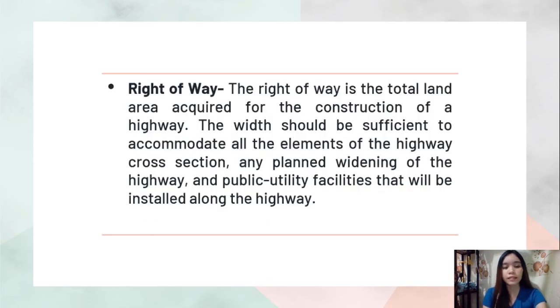The next is the right of way. So right of way is the total land area acquired for the construction of a highway. The width should be sufficient to accommodate all the elements of the highway cross-section, any planned widening of the highway, and public utility facilities that will be installed along the highway. So in some cases, the side slope may be located outside the right of way on easement areas.